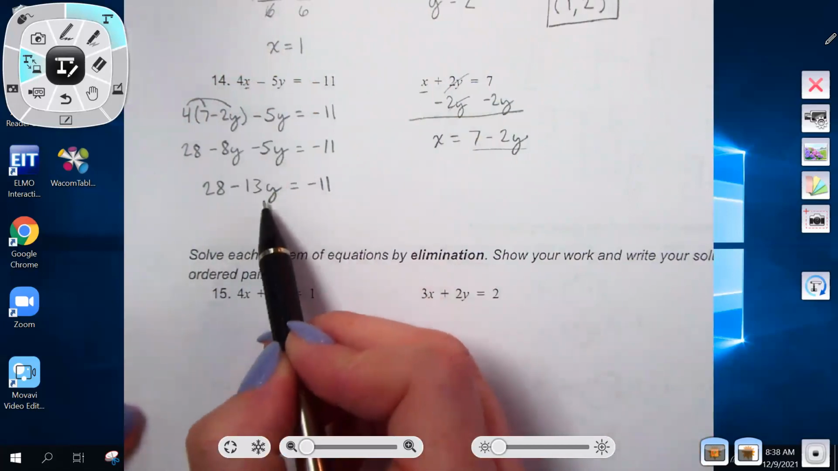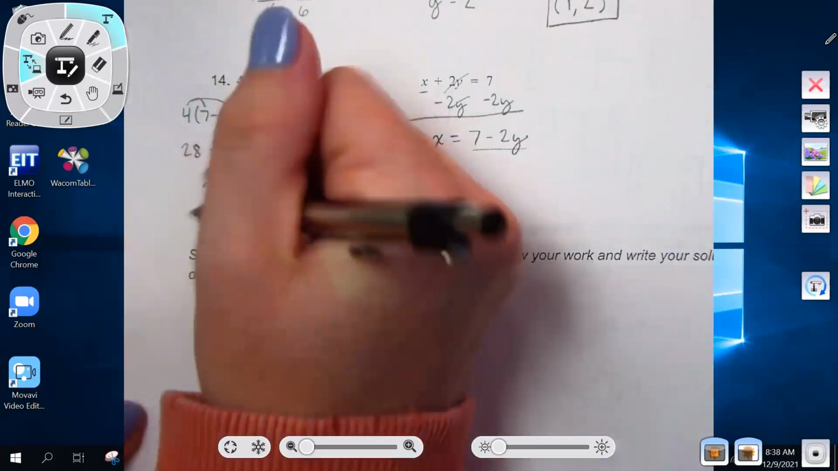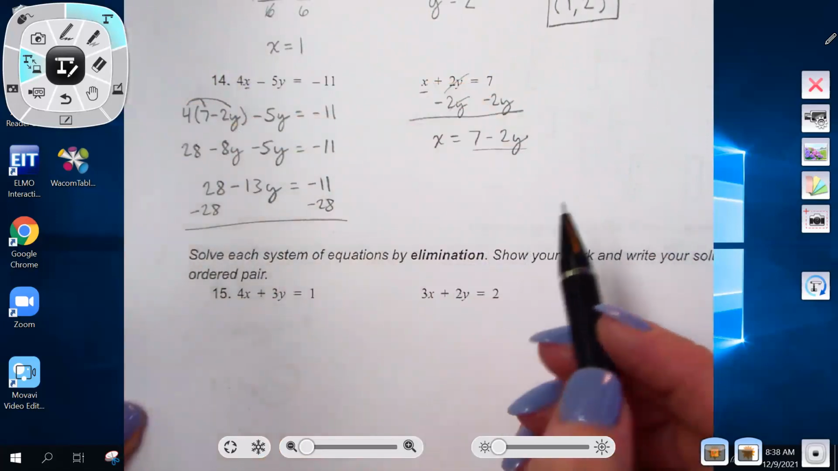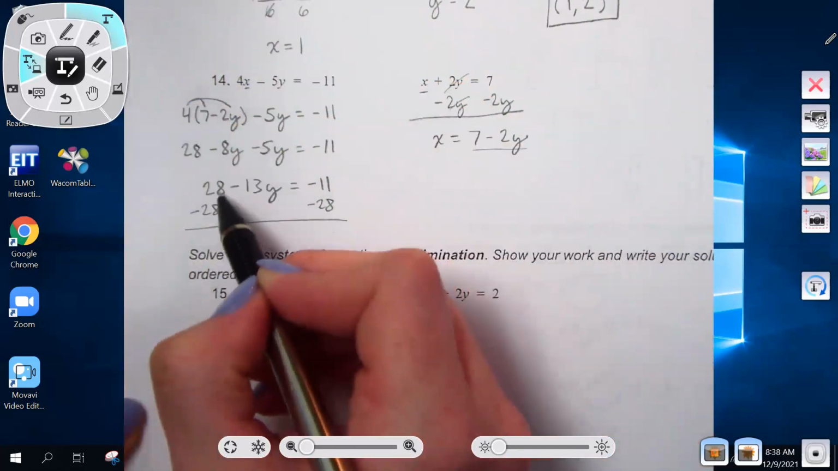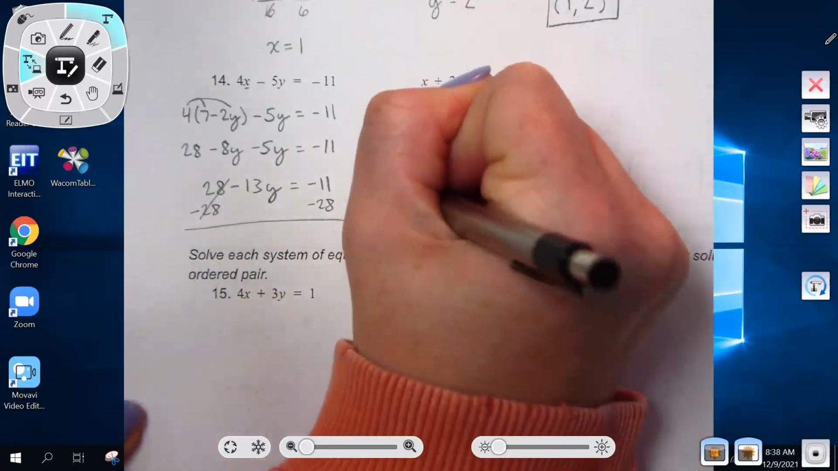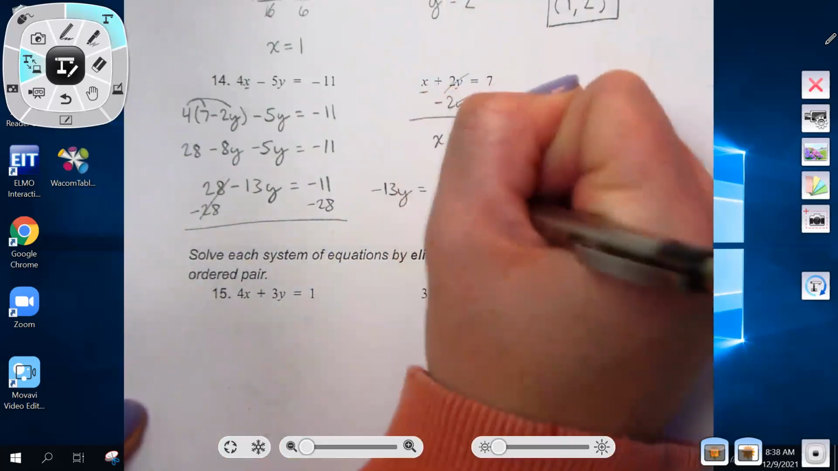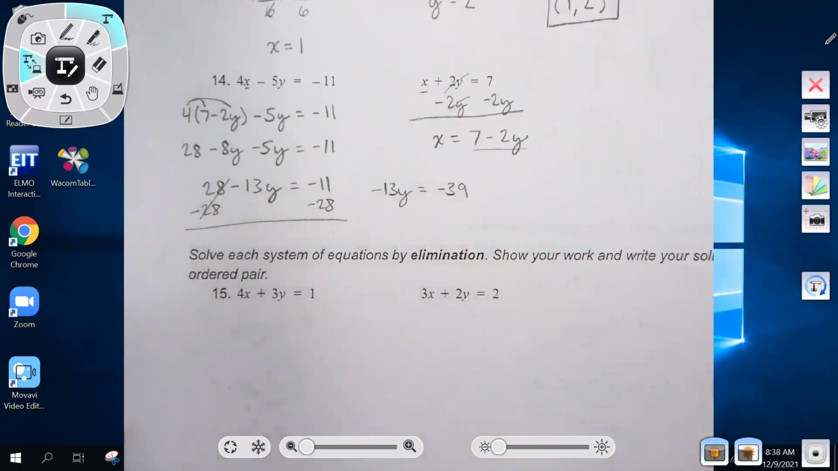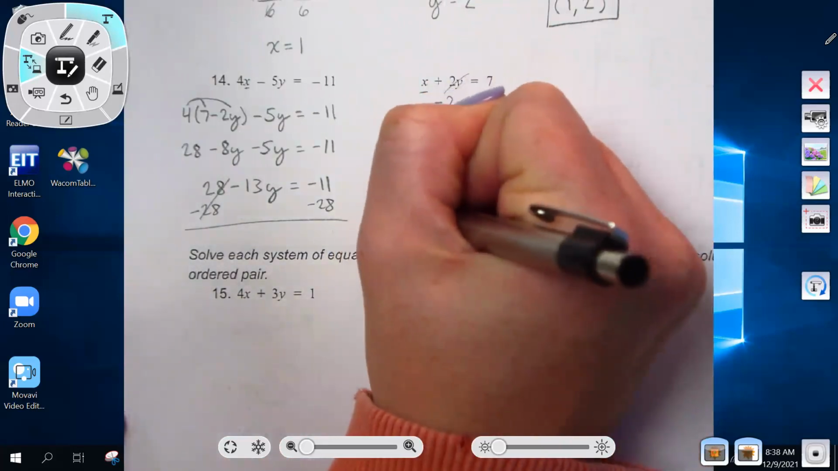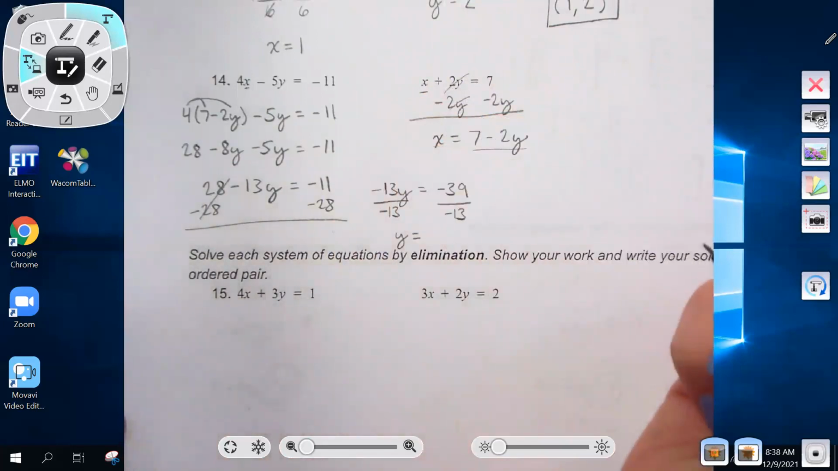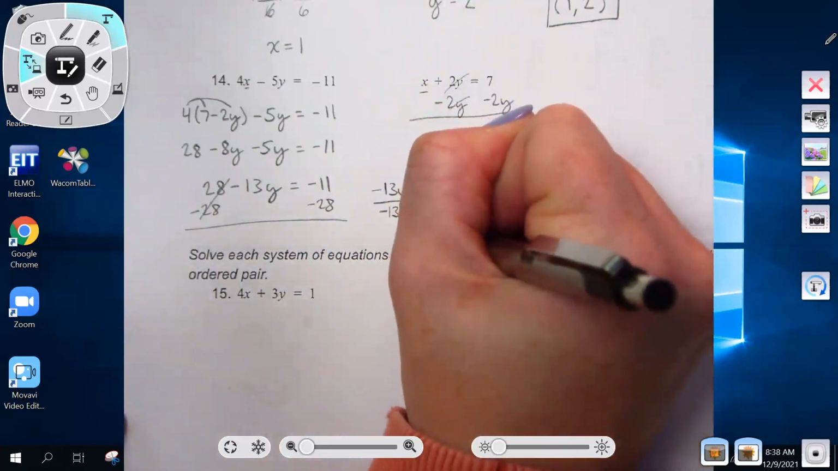We're trying to get y by itself, so I want to get rid of this 28. I'm going to subtract 28 from both sides. The 28s cancel and leave us with negative 13y. Negative 11 minus 28 is negative 39. Then divide both sides by negative 13 to get y by itself. Negative 39 divided by negative 13 is positive 3.